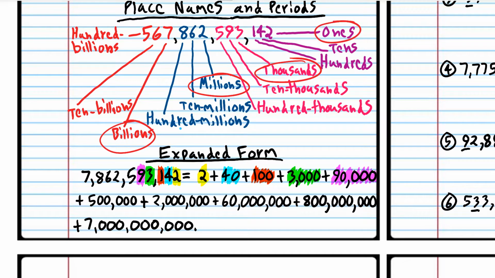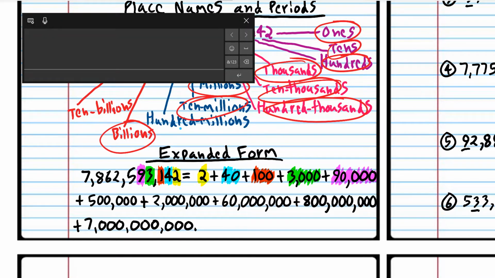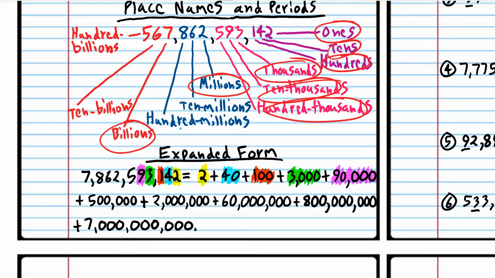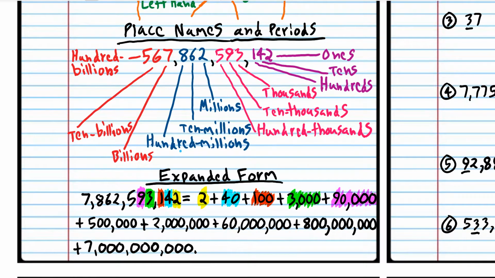And then you have tens, hundreds, 10,000s, 100,000s, 10 millions, 100 millions, 10 billions, 100 billions. It's always the name of the period, then 10, and then 100. Now, why is it done that way? Again, I don't know if anybody knows for sure. That's just the way it's done.